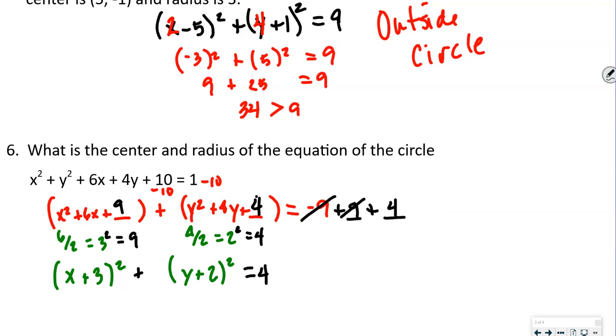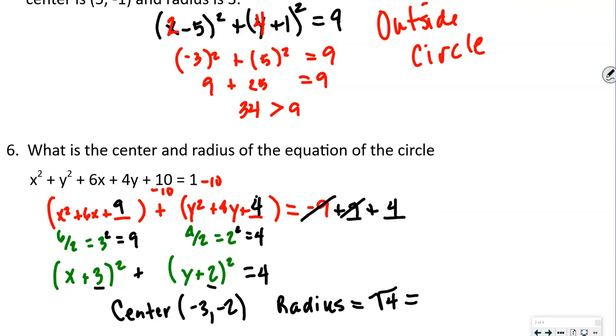So then it asks us, what is the center and the radius, okay? So here, remember, we're going to pull these values the opposite of what's there. So our center is going to be negative 3 comma negative 2, and our radius is going to be the square root of whatever's on the other side of that equal sign. So we're going to do the square root of 4, so that's going to be 2.